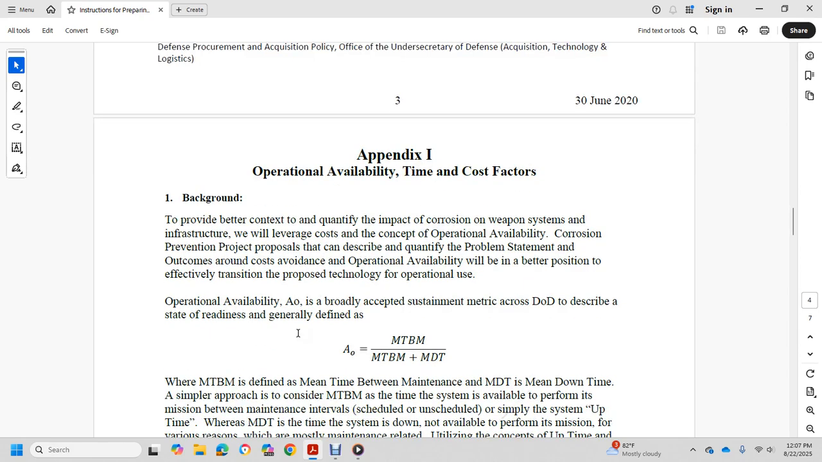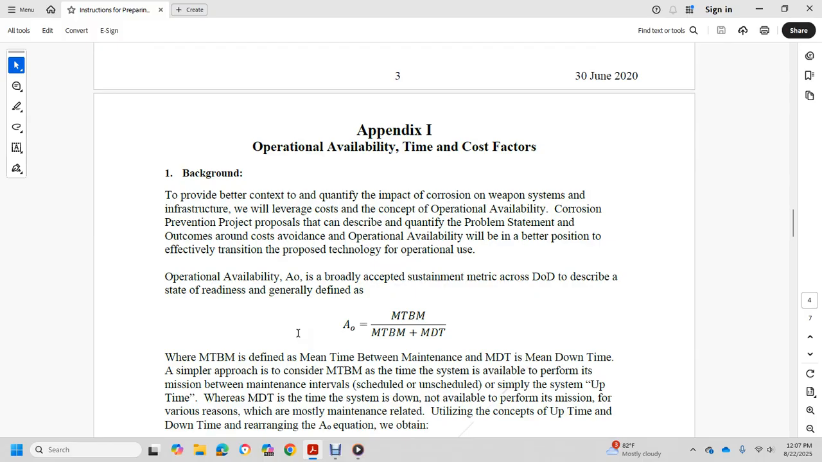Operational availability is a broadly accepted system metric within the DoD to describe readiness. It is generally defined as Ao equals MTBM over MTBM plus MDT, where MTBM means mean time between maintenance and MDT means mean downtime.